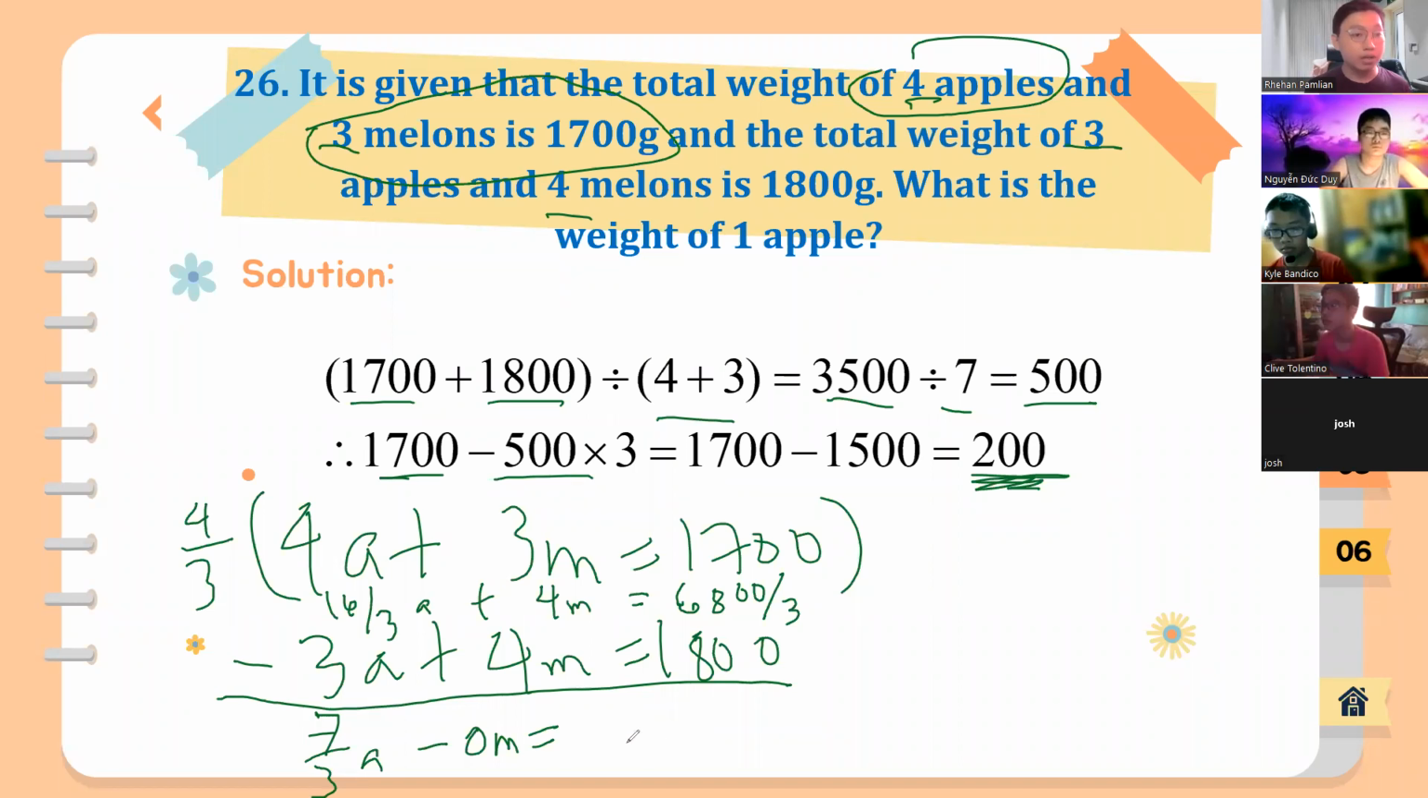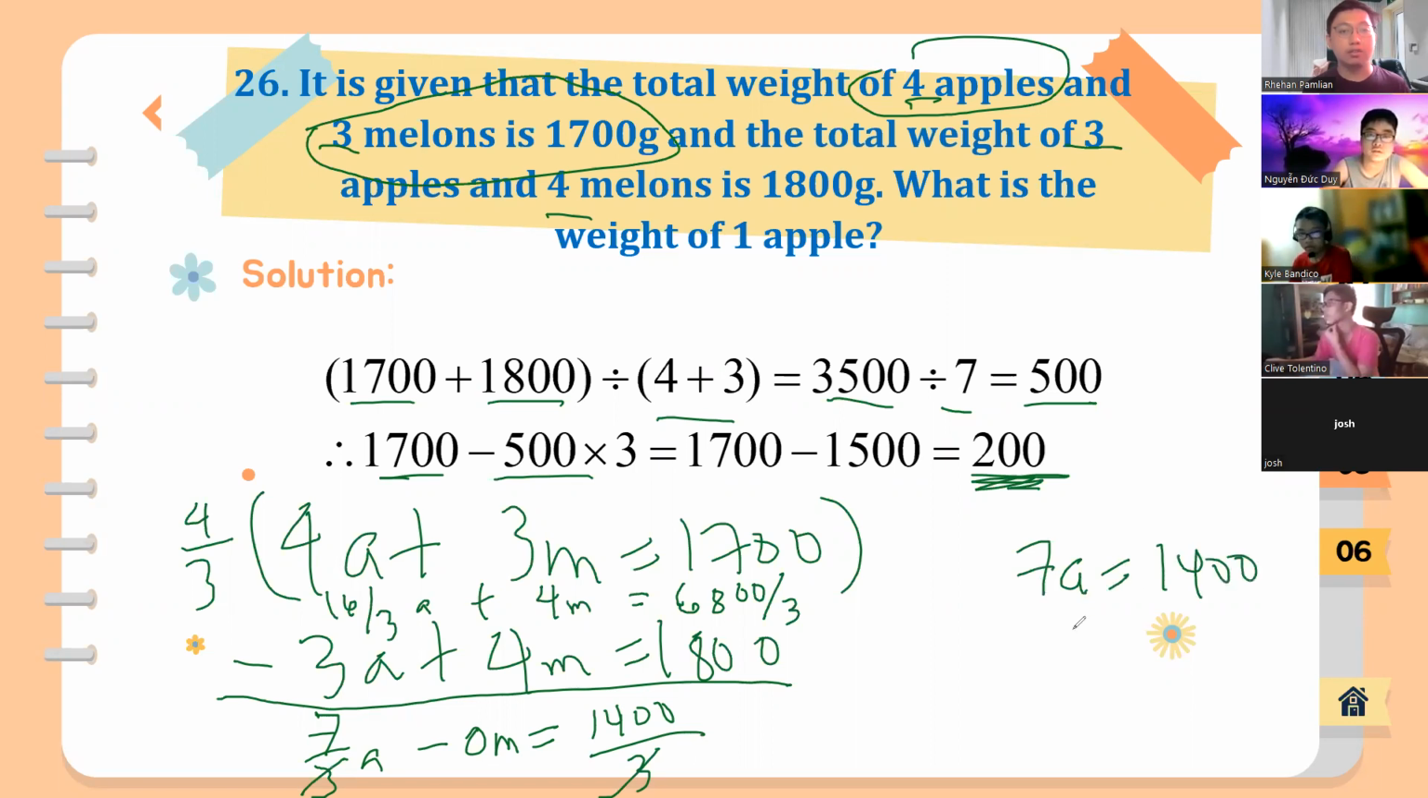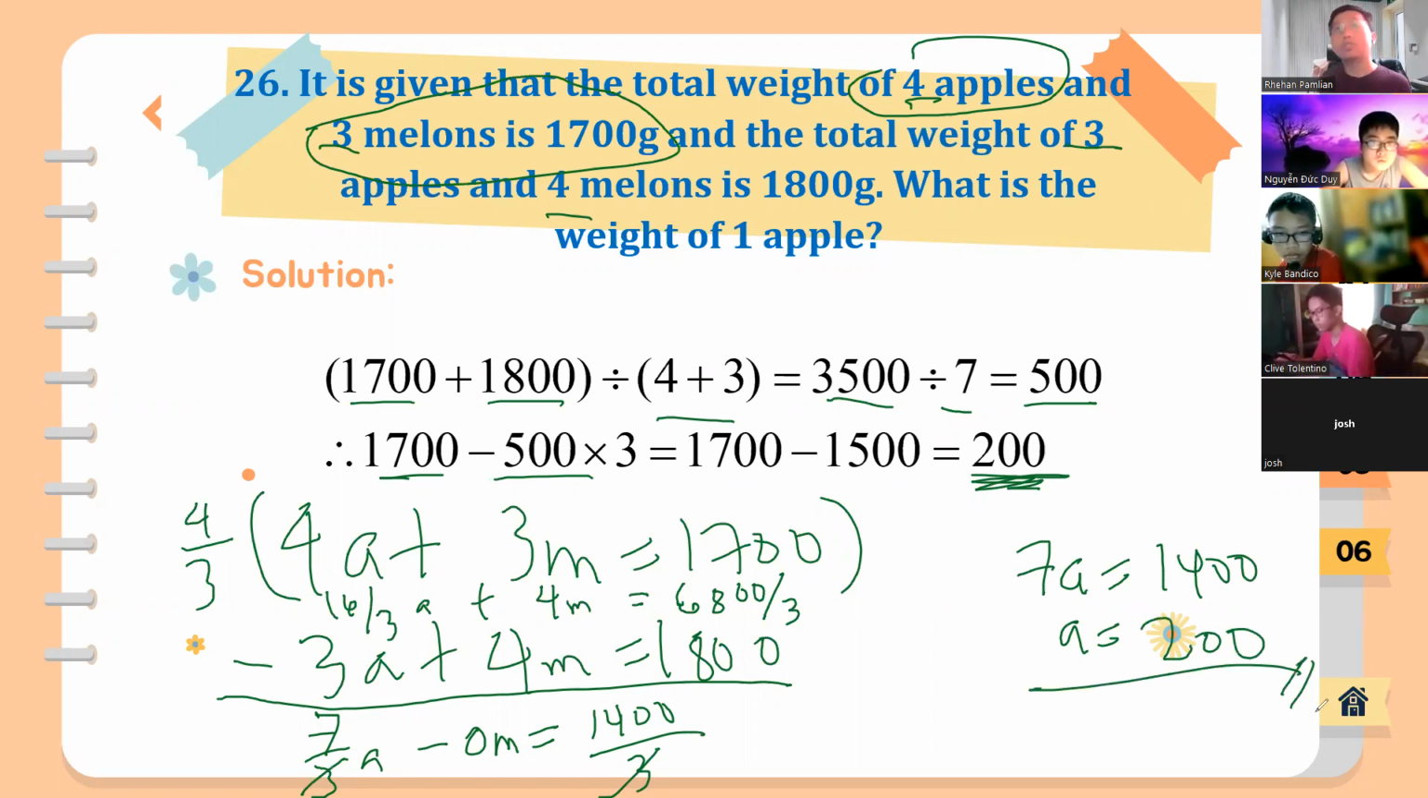That's going to be 1/4 over 3. So you would see, you can cancel out the denominator 3. You'd be left with 7a is equal to 1/4. So a is equal to 200. So in this way, by using this also, you would get the same answer. So this is the algebra way, basing on the given statement. Do you guys understand?